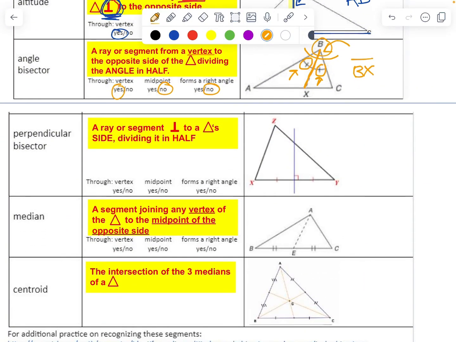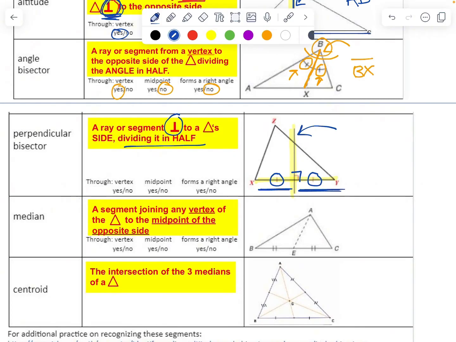A perpendicular bisector, the definition says a ray or segment, and this symbol means perpendicular, to a triangle's side, dividing it in half. So we have a ray or a segment, perpendicular, and I can see that marking right here, that perpendicular, that right angle. And so what we're doing is we're cutting that side in half, and we can see those markings, the one little tick mark on both sides. That means that this side is the same as this side. And then we have to make our line perpendicular. So we have our side, and we have our perpendicular bisector right there. Our perpendicular bisector is this line right here.